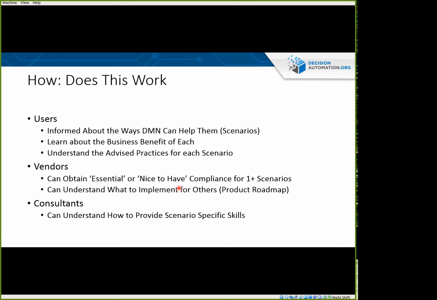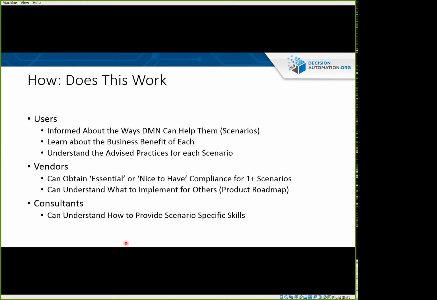Vendors are helped because it succinctly documents their compliance levels for each scenario. It can help them plan their roadmap on the basis of the scenarios important to their client base at the moment, and also to plan for the future. And consultants can use it to understand which skills are required to help their clients, and therefore which skills they need to develop according to those scenarios, and also to help them plan their training for new scenarios that they'd like to be able to assist their clients with.